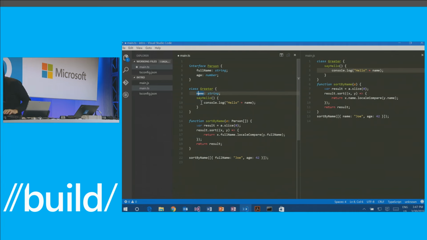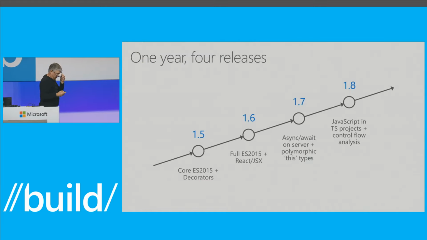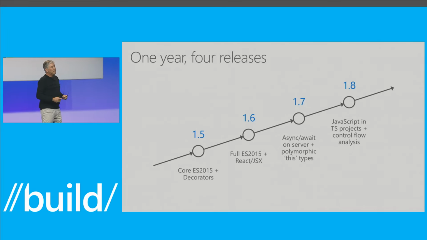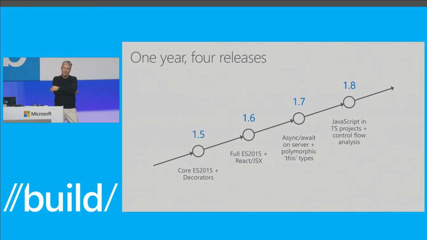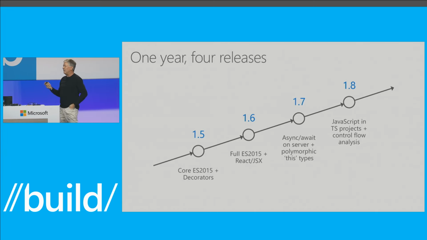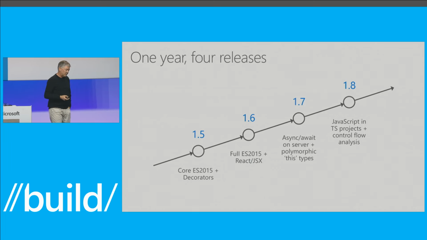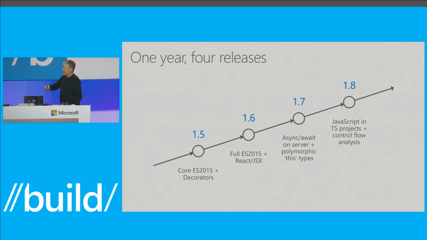Let me try to go back to the slides. And let's talk a little bit about where we are right now. So in the last year, we have released 4 versions of TypeScript. The team works really fast. We tend to be on a 3 to 4 month cadence. So since the last build, we've released 1.5, where we did the core features of ECMAScript 2015. Then 1.6 did the rest of ECMAScript 2015. Plus, we added support for React and JSX, and I'll show you that. In 1.7, we added async await support on Node. And other features, I just sort of picked some of them.